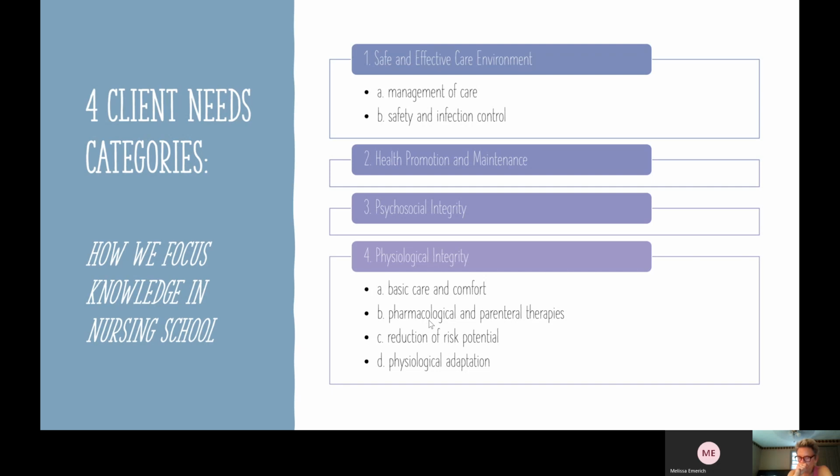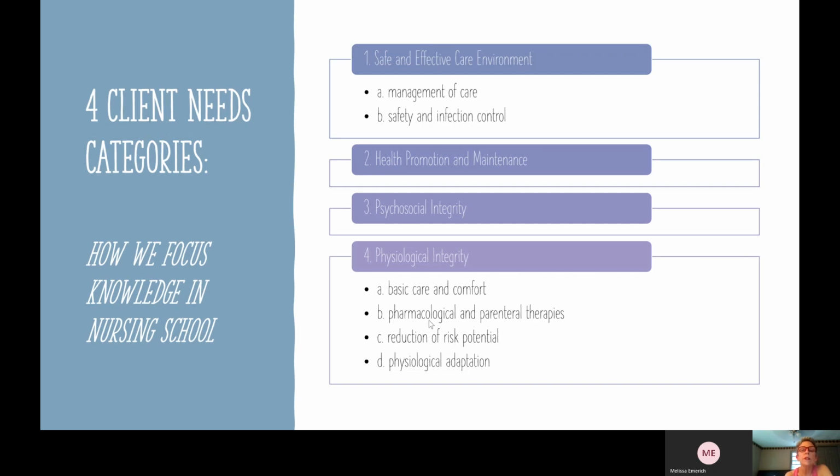Just as a quick review, the 4 client needs are, first, safe and effective care environment. This is what we're going to create as good nurses, regardless of what we're doing. Keeping our patients safe is our number one concern. You will pass the NCLEX if you can do that. If you are too bogged down in the details and you forget to check on your patient, and they've stopped breathing or they've arrested and you were too detailed on something else, that would not be good.